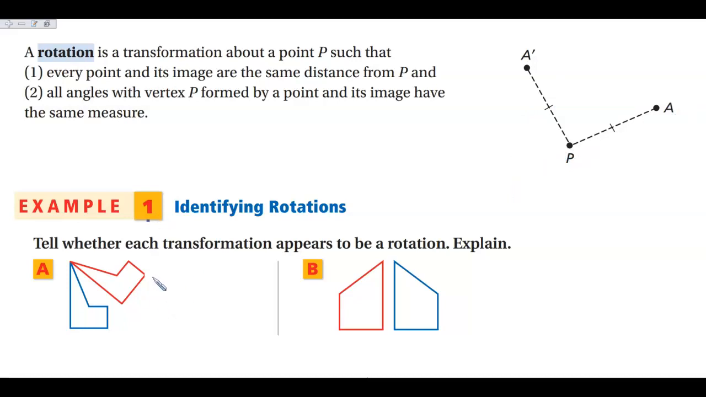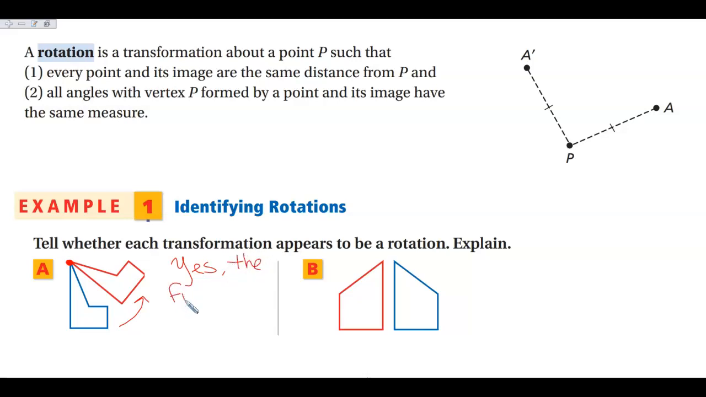All right? So let's take a look at example 1. We want to know whether or not each image appears to be a rotation. If we look at part A, it looks like this little triangle L shape is being turned this way, around this point. So this point right here at the top is going to be my center of rotation, and I'm rotating counterclockwise.